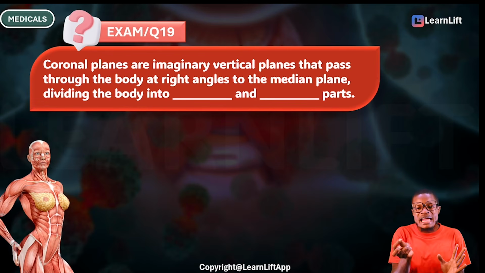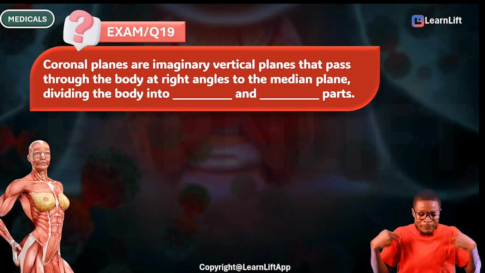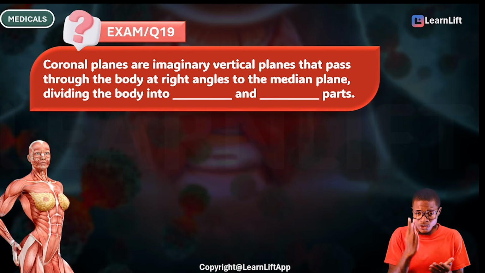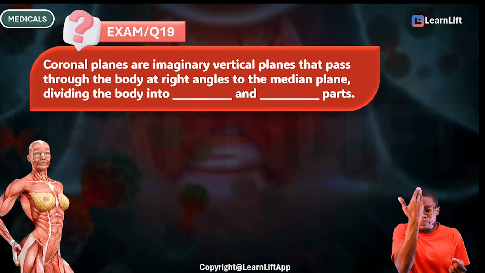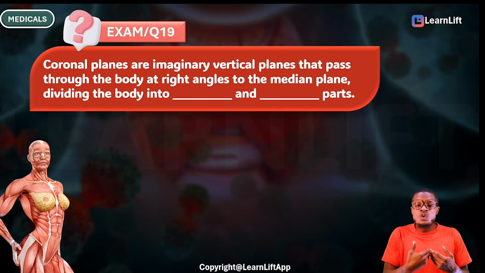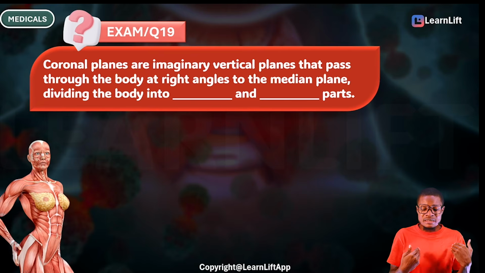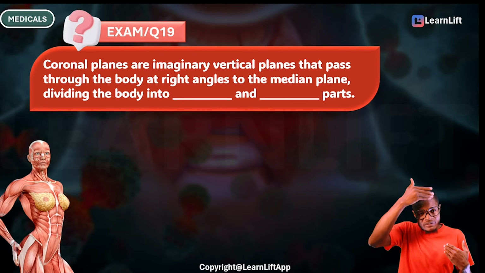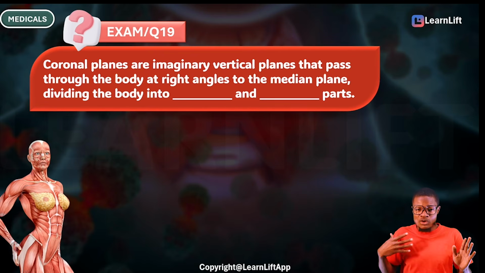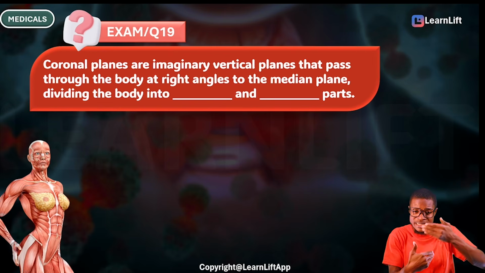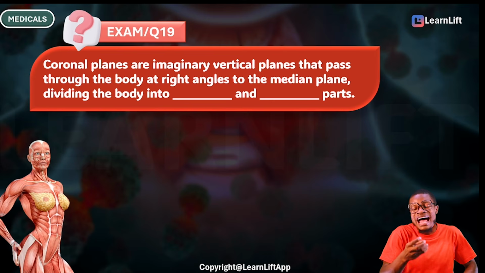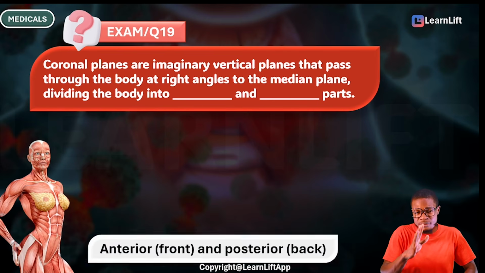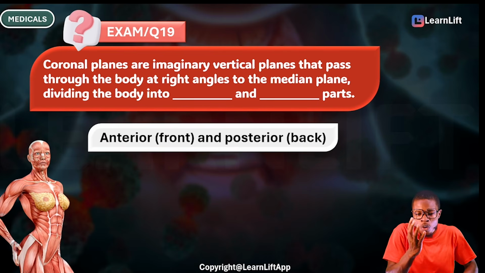Now, coronal planes are imaginary vertical planes. Are they vertical planes? Yes, they are not horizontal. They are vertical planes. That's correct. That pass through the body at right angle to the median plane. Now, median plane is going to divide the body into two equal halves, right? Yes, into right and left. Coronal will divide the body into anterior and posterior, and both of them form a right angle, 90 degrees. That's correct. Dividing the body into dash and dash parts, anterior and posterior parts becomes the correct answer. Anterior is the front, while posterior is the back.